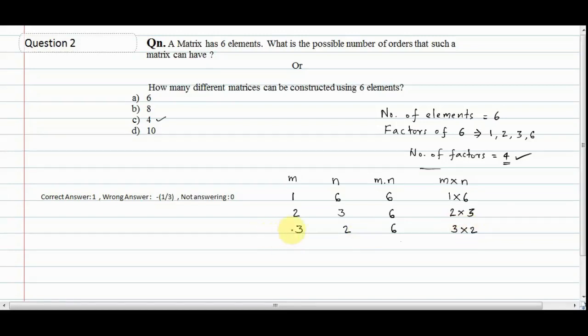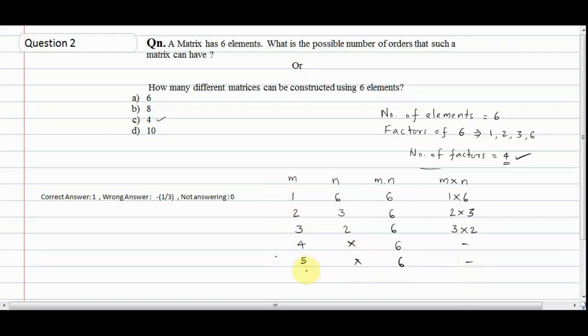Now if m value is 4, what should be the value of n to get m into n equal to 6? What should be the value of n? This one is not a whole number, so therefore there is no such possibility. That means a matrix with 6 elements cannot have 4 rows. So this is not a valid case, so we can leave that. Similar is the case with 5. If m is equal to 5, to get number of elements equal to 6, n value is not a whole number, so that again is an invalid case.